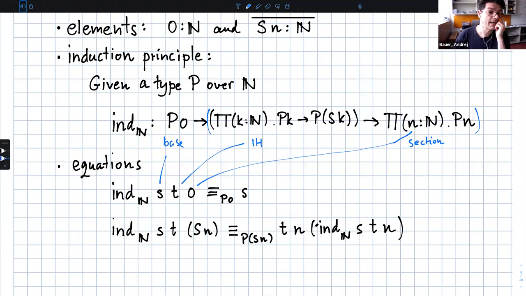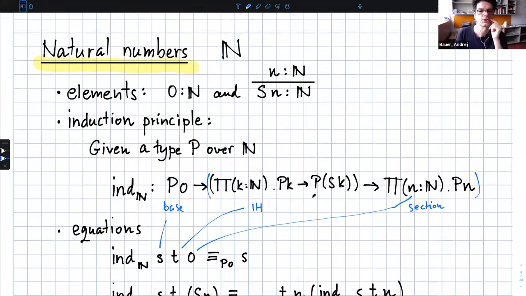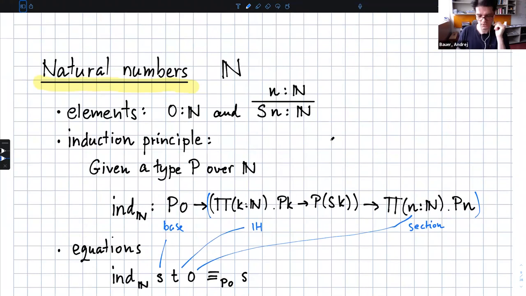So somebody asked whether elements means constructors. Okay, that is a deep question. If I give you a type like the natural numbers, and then I ask you, what are its elements? It's natural to think that you would say, well, we define the elements of N to mean that they are just zero and things of the form successor, successor, successor of zero, okay?